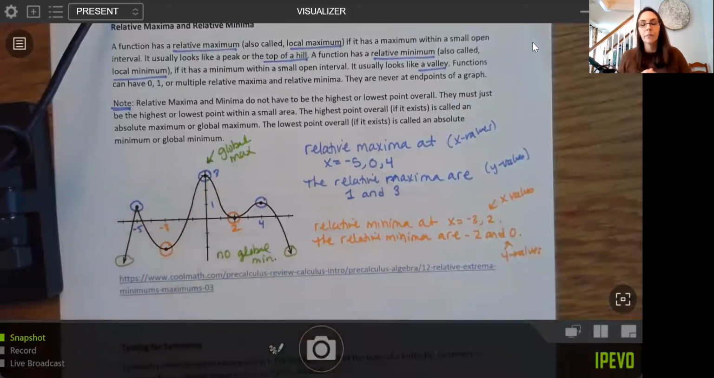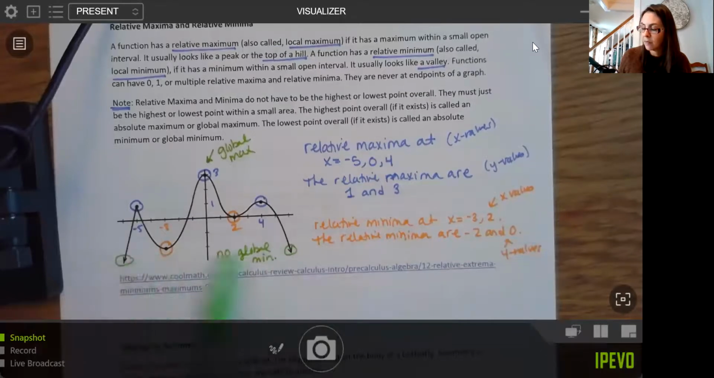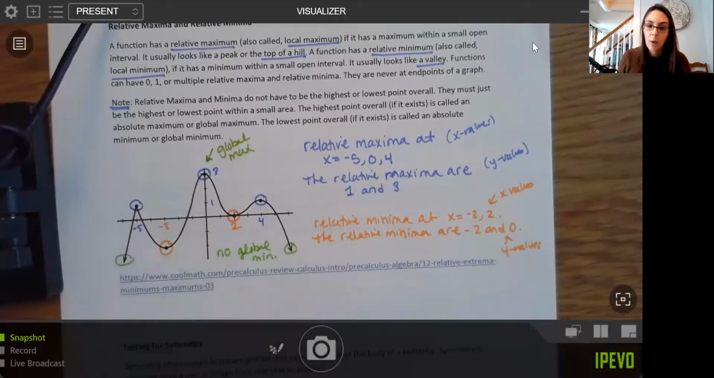Okay. So your relative max and mins are just within a small area. You can have multiple or you could have none. And then the global max and min are the overall highest and lowest values of that graph if they exist. If something goes off to infinity, in this case, it's going down to negative infinity, we say that there is no global minimum.